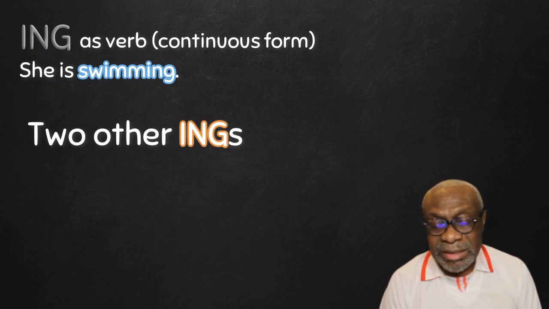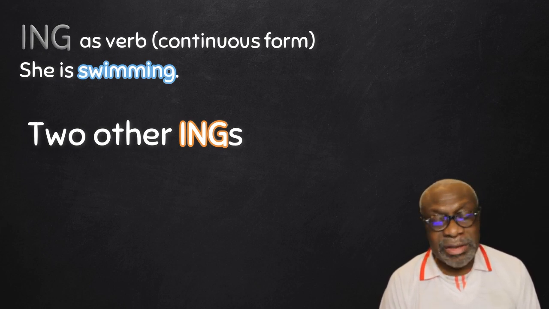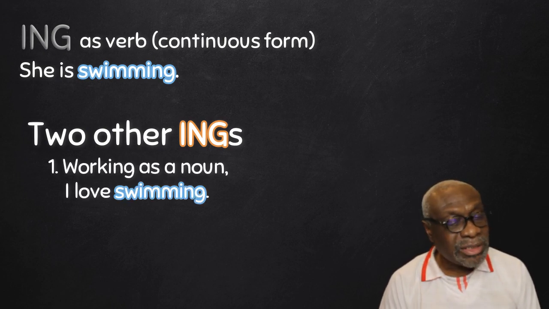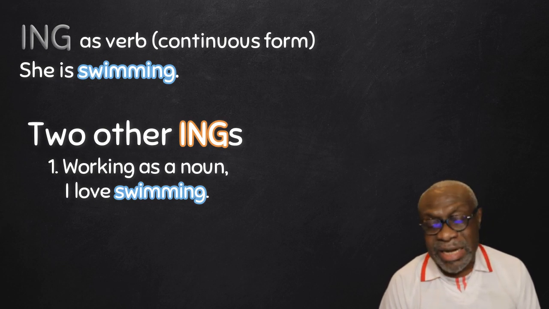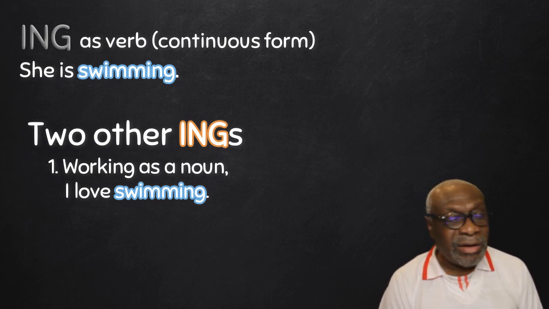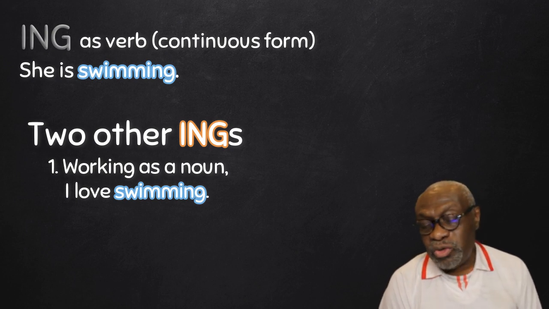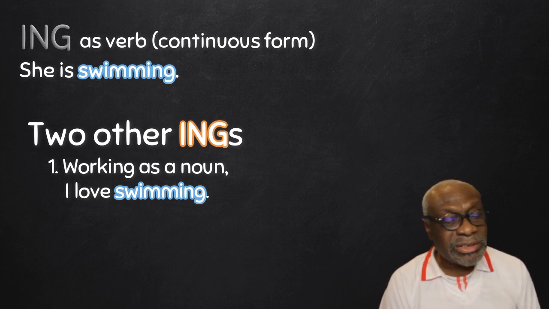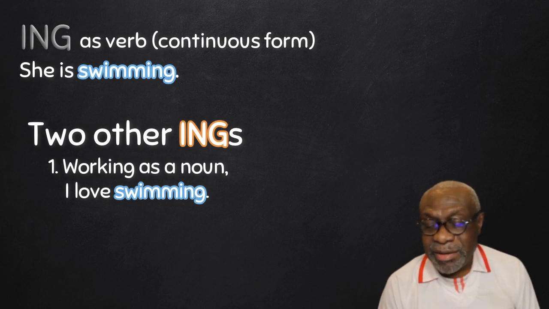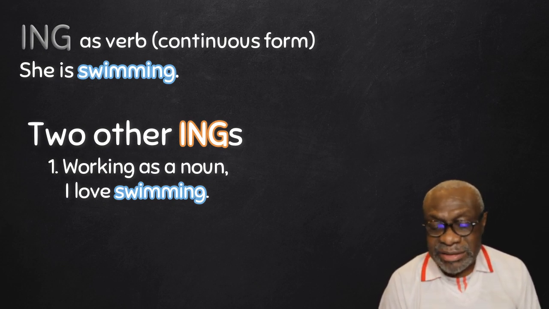The first other swimming which is not a verb is when the swimming is working as a noun. In other words, when it gives us the name of something. If you say, I love swimming, swimming is the name of that thing which I love, and that thing is swimming. Therefore, swimming here is a noun. It is giving the name of something, the activity swimming.